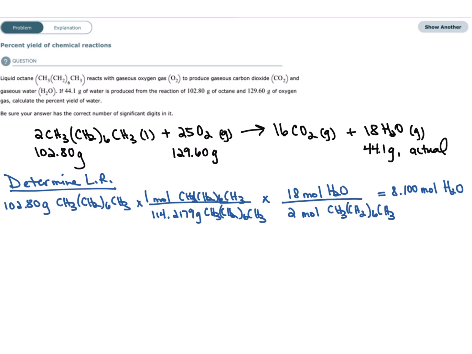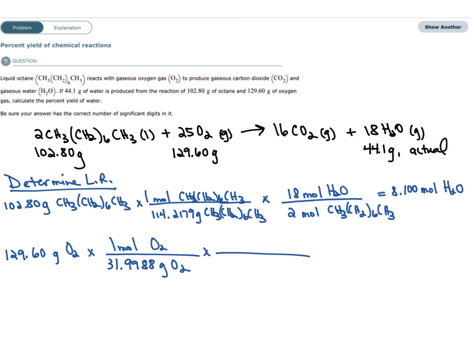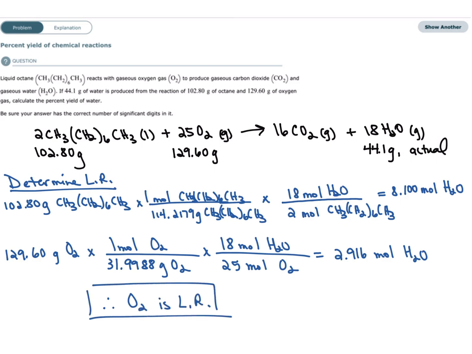And I'm going to do the same thing with the oxygen. And remember to use our coefficients. So for every 25 moles of oxygen, we have 18 moles of H2O. Now we can compare. 2.916 moles of H2O is smaller than 8.1 moles of H2O. So that means that oxygen is my limiting reactant. So I'm going to convert oxygen to my theoretical yield. We've done most of the work, so we're just going to copy most of it down.